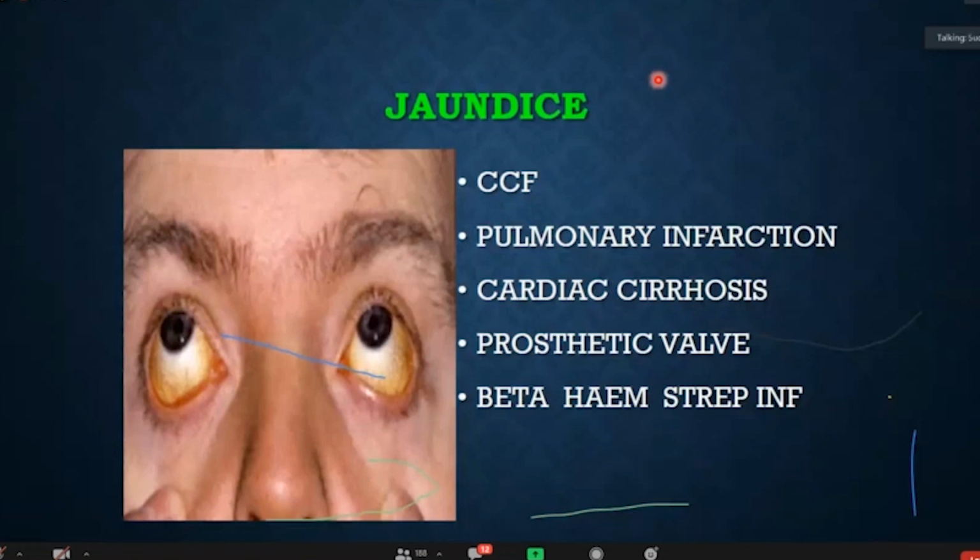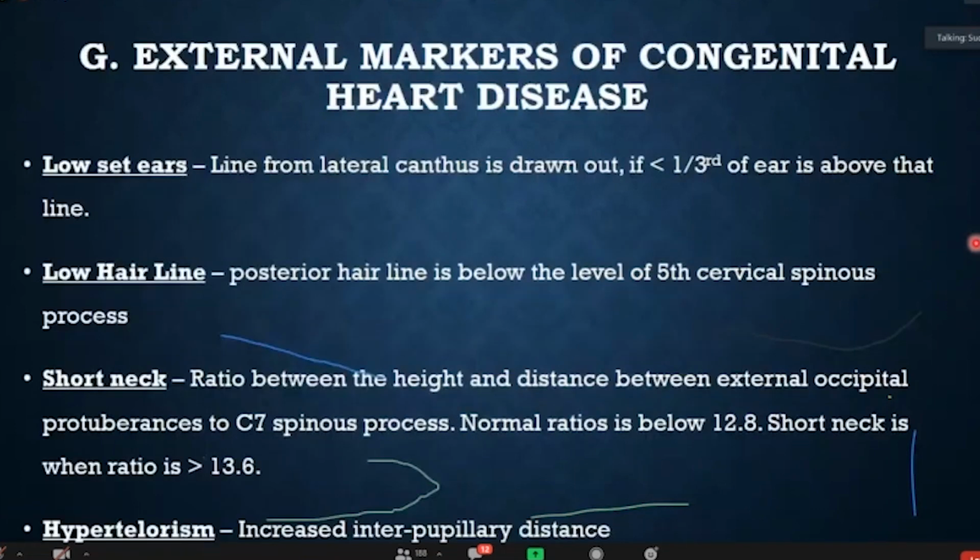Now let's go to the congenital. These are the other markers of congenital heart disease. Now, just before going into that, this is from what we used to see. I think it's not very important at DM level to know, but what is low set of ears?